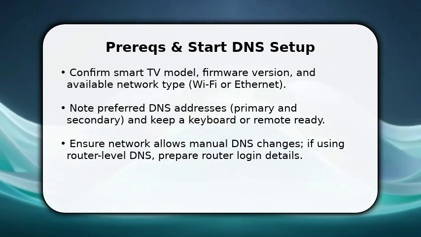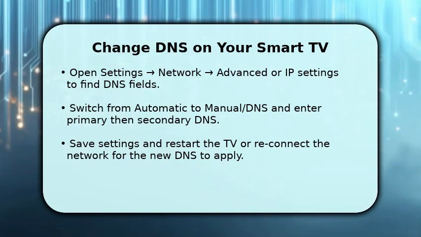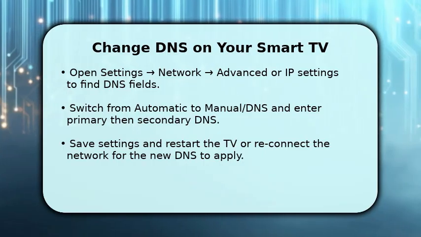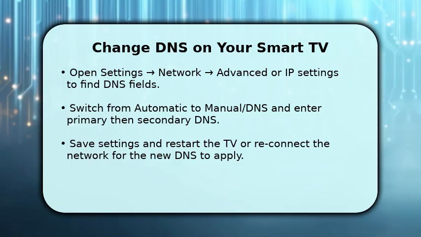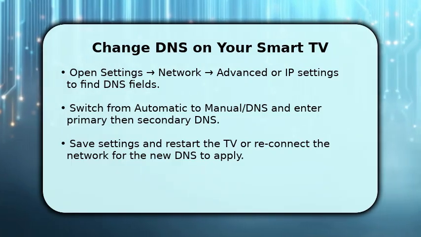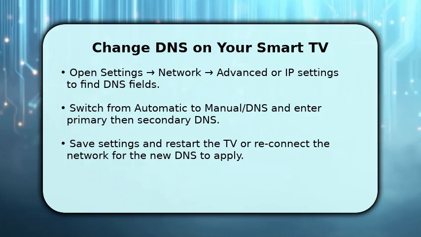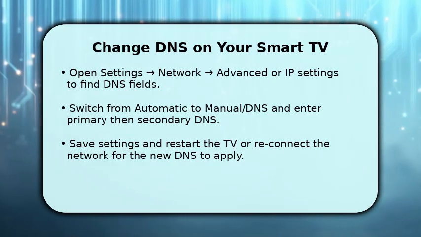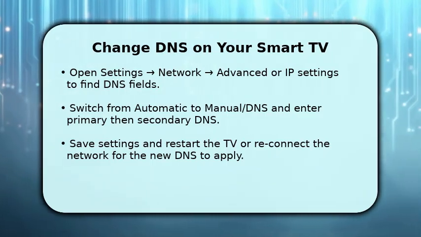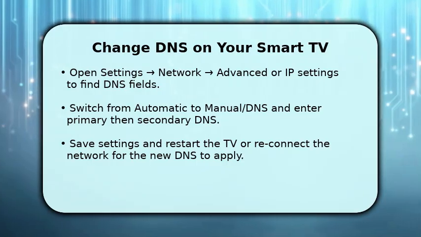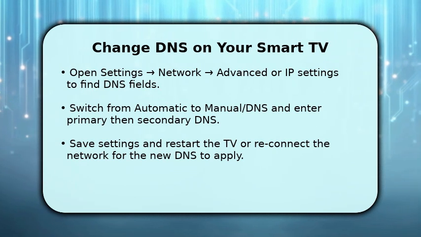Now you'll change DNS on the TV itself. Navigate to Settings, then Network, and access Advanced or IP settings. Once there, change DNS from automatic to manual and type the primary address first, then the secondary to ensure fallback. After entering both addresses, save the configuration and restart the TV or simply disconnect and reconnect the network. This forces the device to request the new DNS. Make sure to test by opening an app or website. If resolution fails, recheck the addresses and retry.